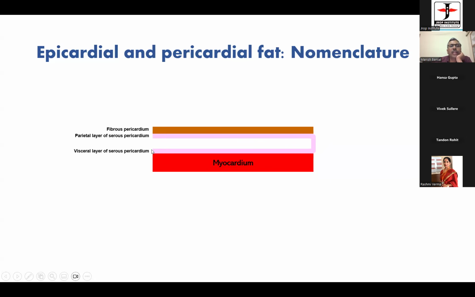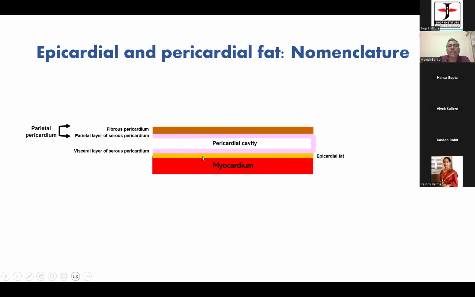This is known as the visceral layer of the pericardium, or visceral pericardium, or epicardium. And this is known as parietal pericardium, which is a combination of two layers: fibrous pericardium and the parietal layer of serous pericardium. Together they are known as parietal pericardium. The space between these two is the pericardial cavity. Now, epicardial fat is the fat situated between this visceral layer of serous pericardium and the myocardium. If I were to move the myocardium a little bit away, the fat in this space is known as epicardial fat.